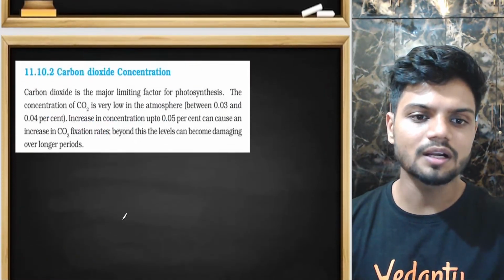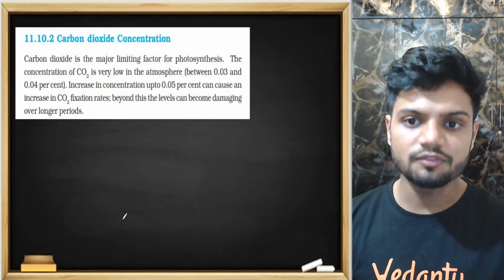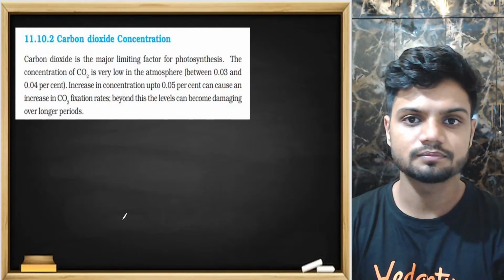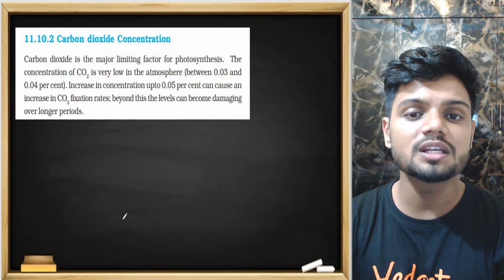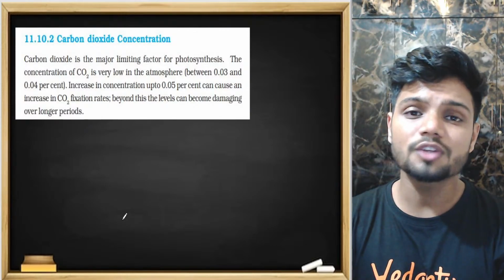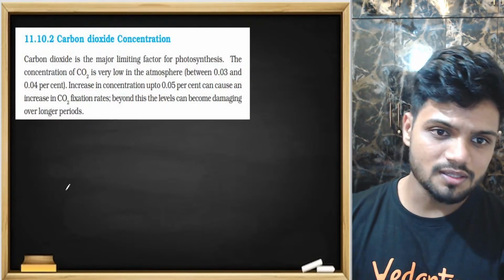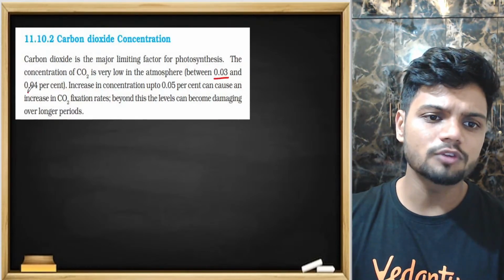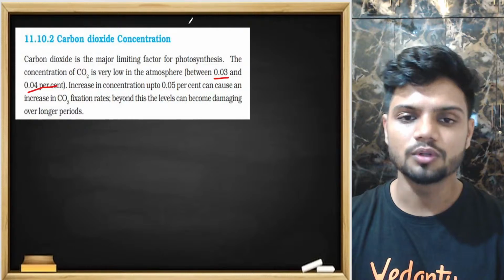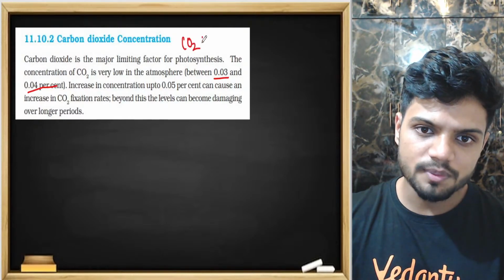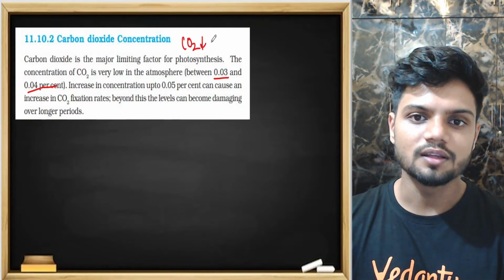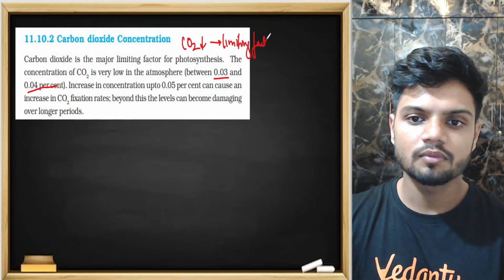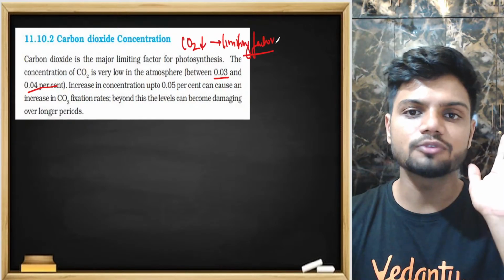Okay. Carbon dioxide. So understand, friends, this is a very famous question. CO2 is actually the major limiting factor. Why? Because the concentration of CO2 is very low. In the atmosphere, it is only between 0.3 to 0.4%. That's all the CO2 there is. Now tell me, if CO2 is present in very small amounts, obviously CO2 becomes the major limiting factor which determines the rate of photosynthesis.